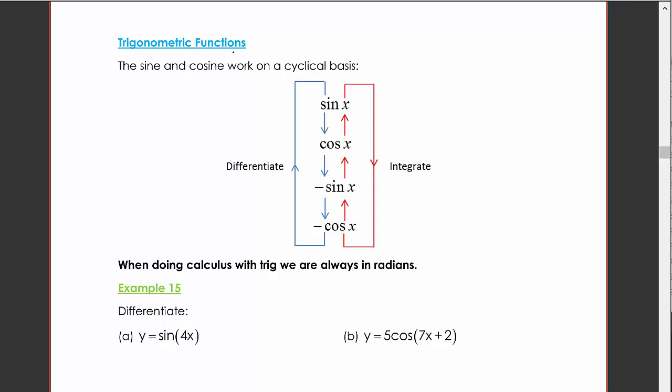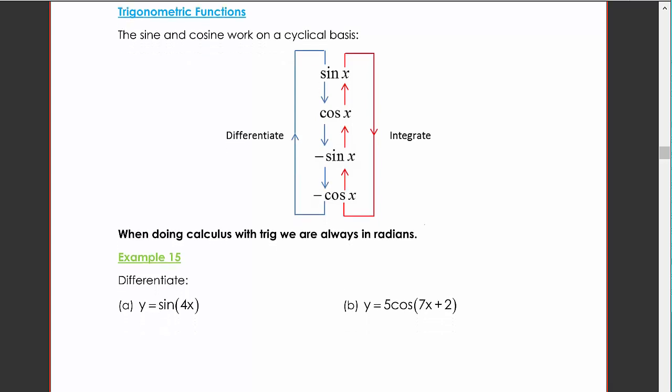Now we're going to be doing trigonometric functions. The sine and cosine work on this sort of cyclical basis here. So if you start with sine x, it differentiates to cos x, which differentiates to negative sine x, which differentiates to negative cos x, and then that goes back around to sine x.